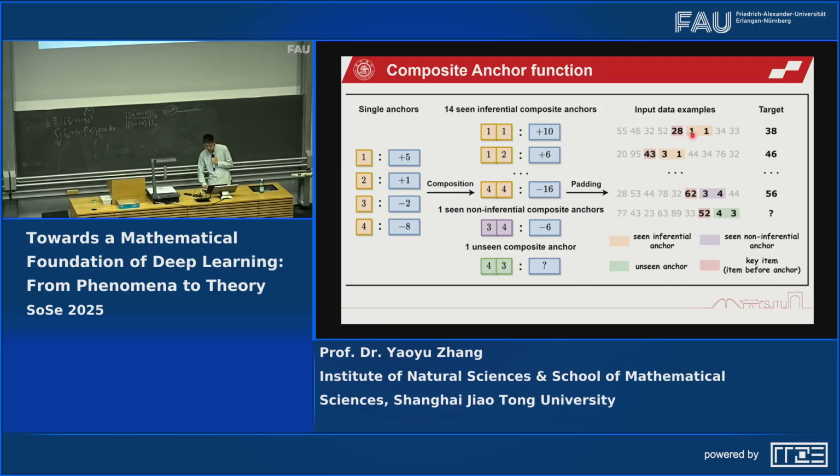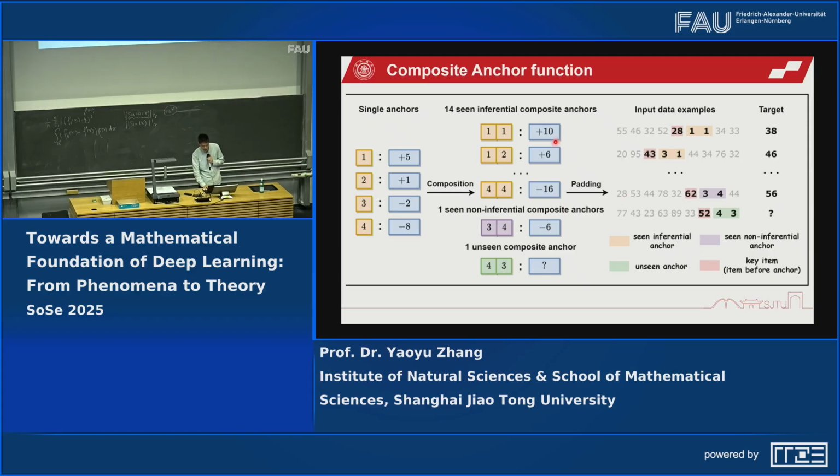Therefore, this 28, with these two anchors of the 1, gives you a +10. Therefore, the target is 38. That rule is the rule we use to generate all this training data. But the network does not know that. All it sees is the training data that I give it.